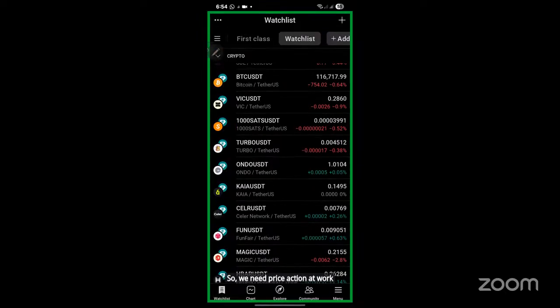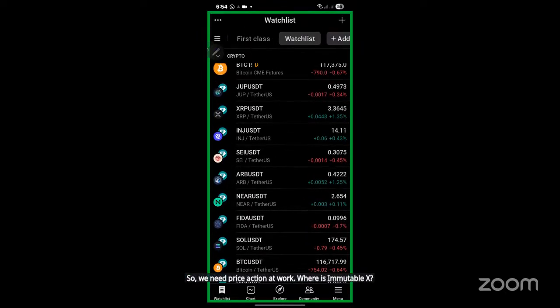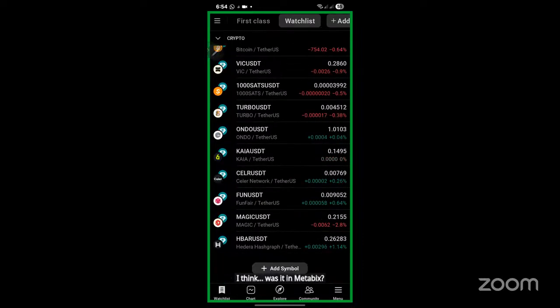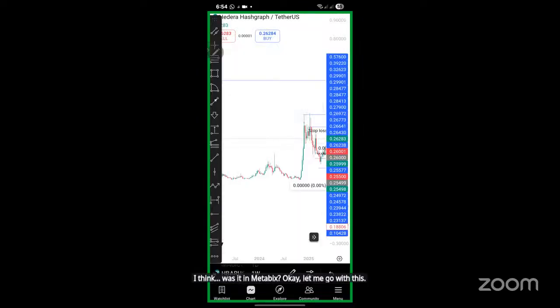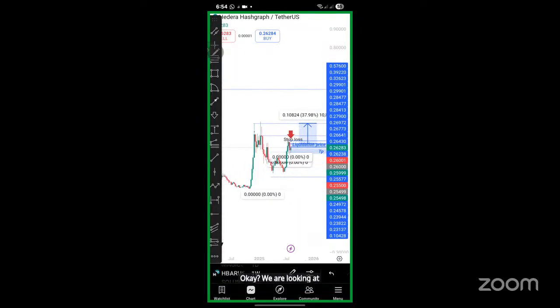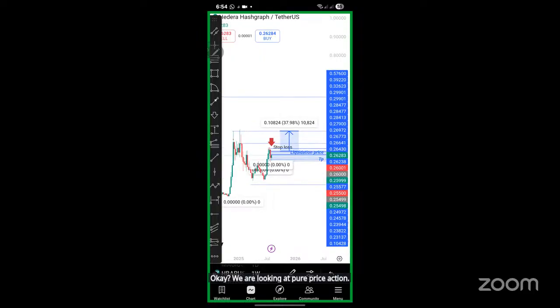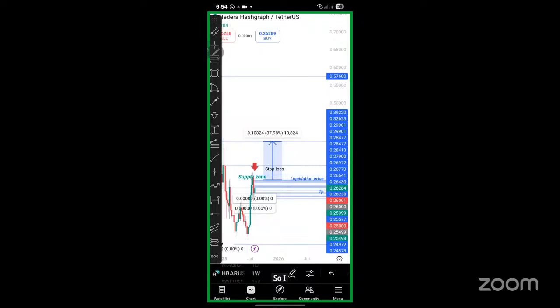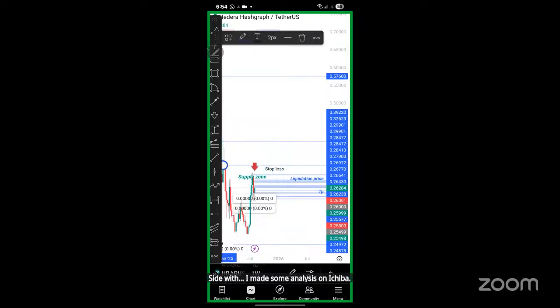Where is Immutable X? I think was it Immutable X? Okay, let me go with this. Okay, we are looking at pure price action. So I made some analysis on HBAR. Let me remove everything here. It is also bringing the same pattern that I want to look at today.